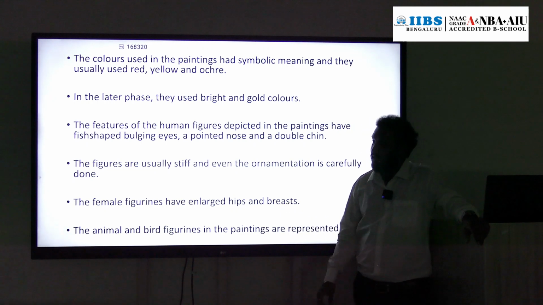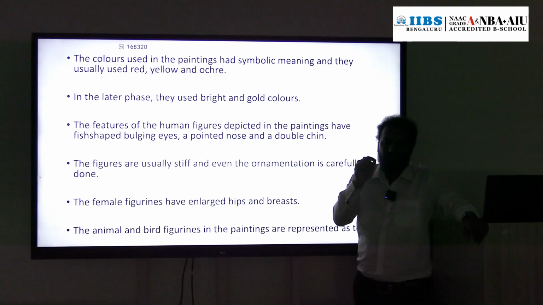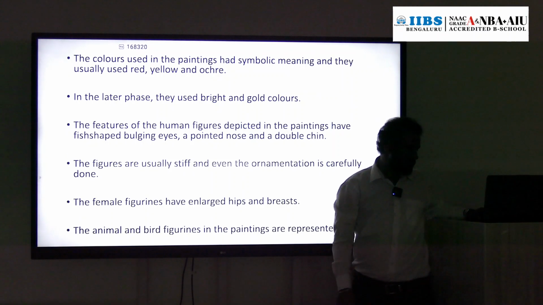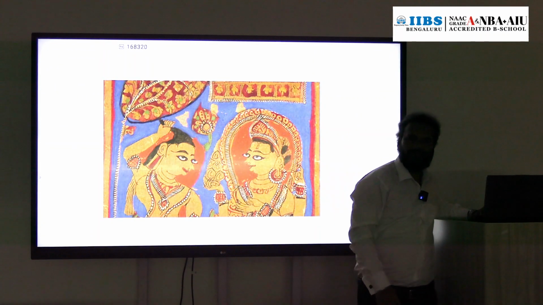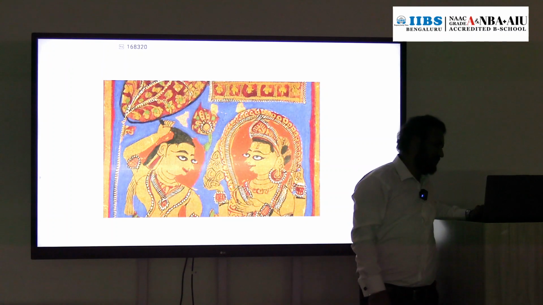Then apart from that, animals as well as birds are there, right? So those were represented in these paintings in the form of toys rather than lively figures. Look at it, Apabhramsa school of painting, miniature painting.